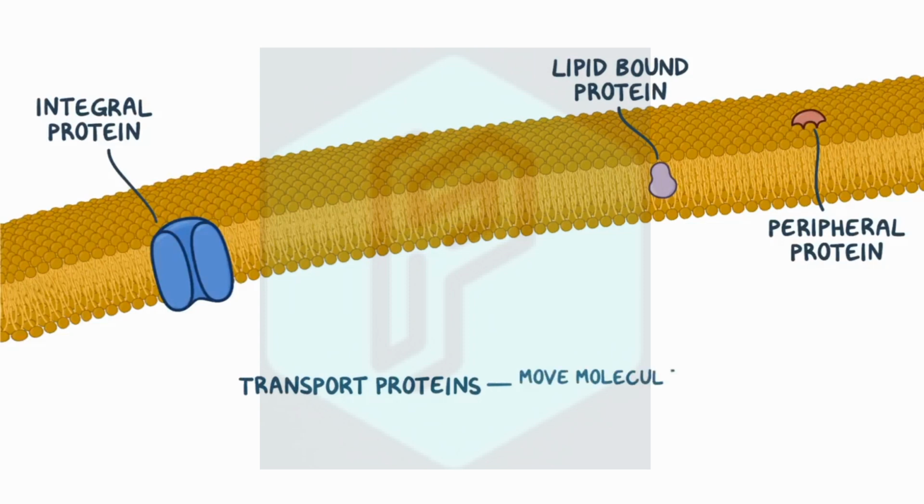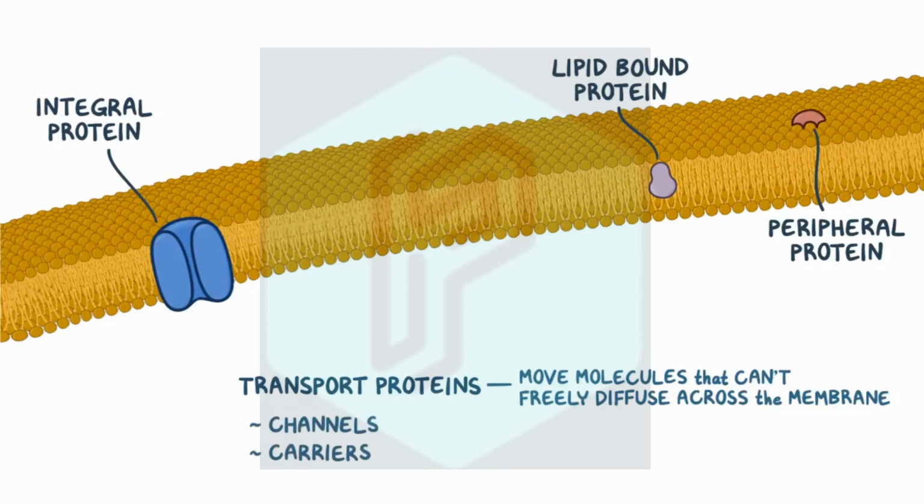Transport proteins help move molecules that can't freely diffuse across the membrane to get in and out of the cell. There are 2 types of transport proteins: channels and carriers. Channel proteins open to form a sort of tunnel through the membrane, through which water and ions can flow right through. An example would be an aquaporin channel, which opens and closes to let water in.